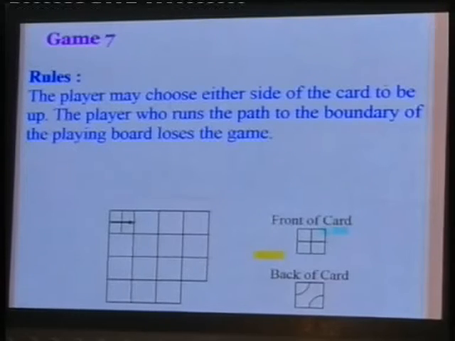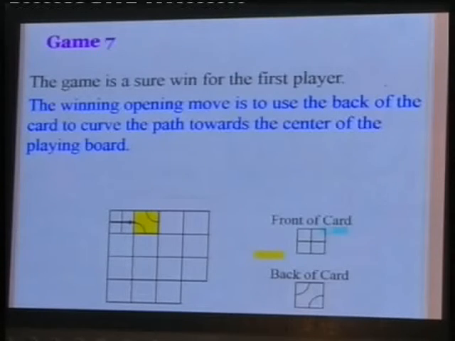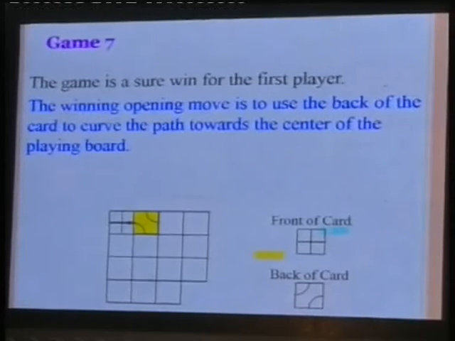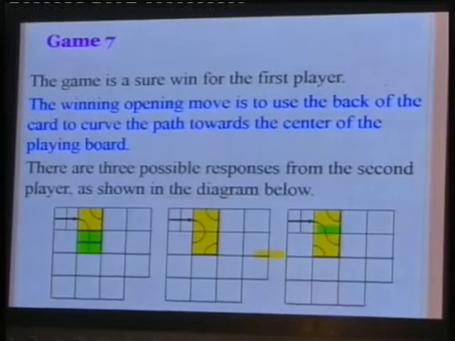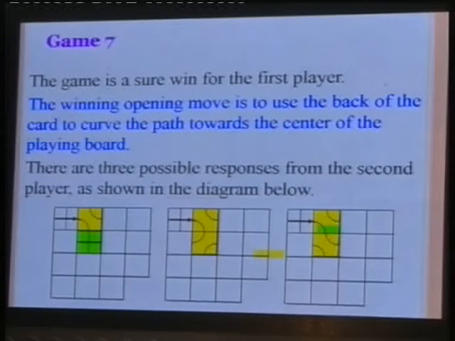And so this game, it turns out, is a player one win. And it turns out that the winning move is to play into the board. If player one plays into the board, there's three options for player two. They can either play straight, they can play curve one way, or they can play curve the other way. The only three possible moves, and all we need to do is analyze each of these three cases.